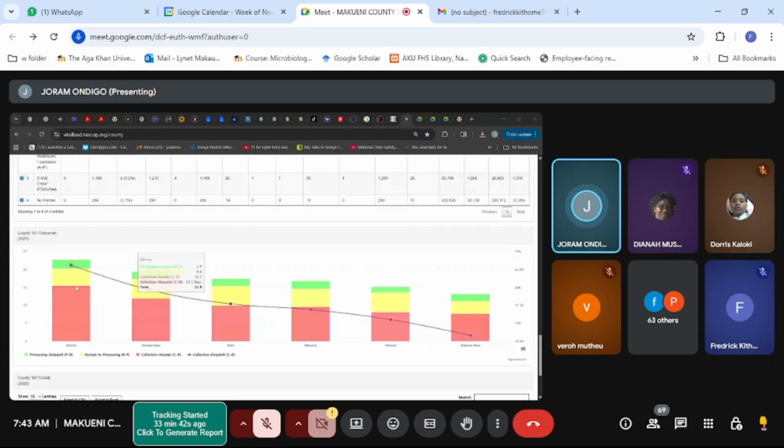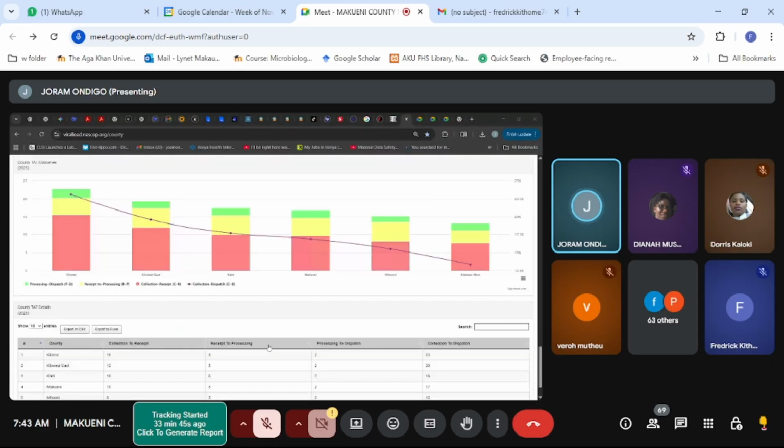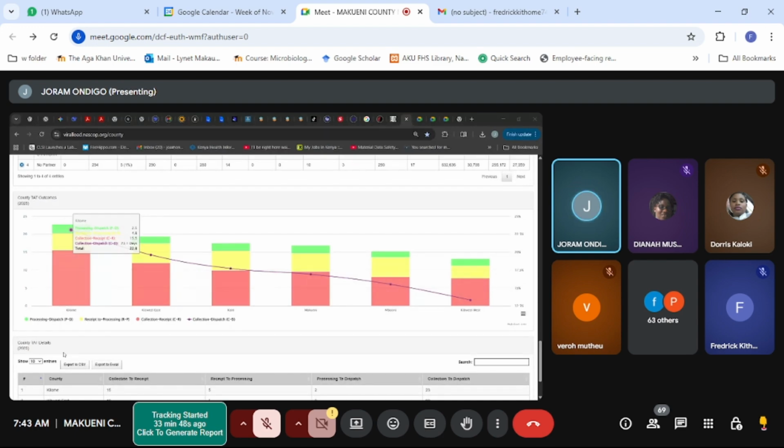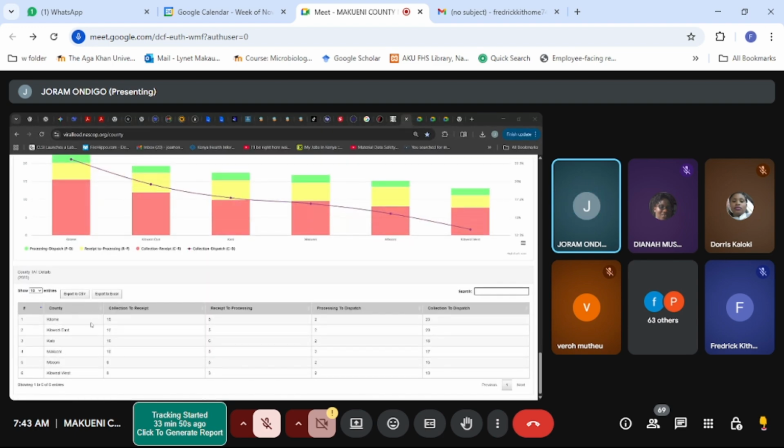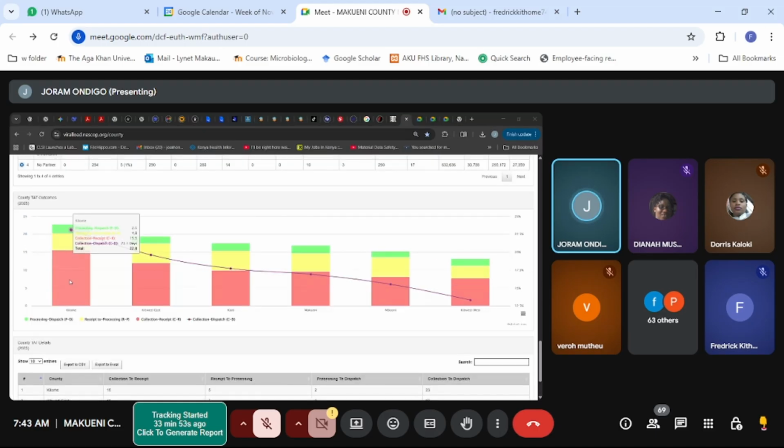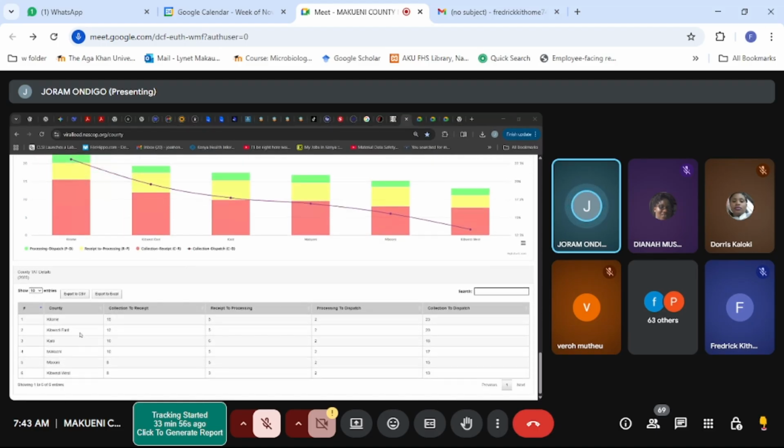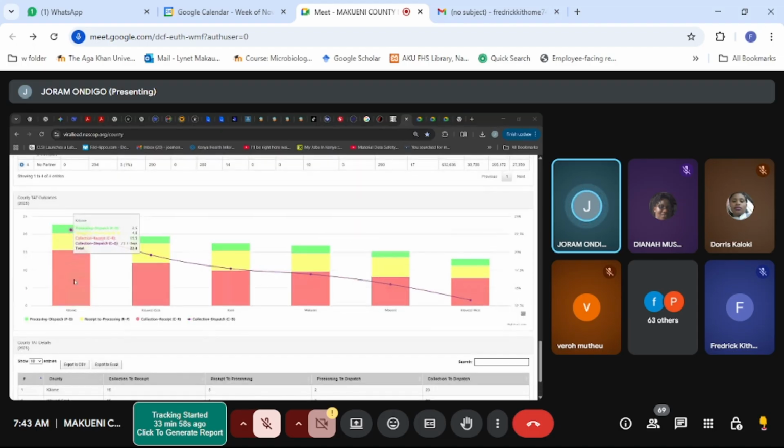So the other thing that now will help you understand is this. You come here. This is a representation of this data here. This graph you see is here. It's automatically generated. It's a representation of this data here. So you can see still in Kilome, you can see where it is written collection to dispatch. It is written 23.1. That is, from the date the sample is collected to the time results come back to the facility, that is collection to dispatch, is 22.8 days. But collection to receipt is 15.5.